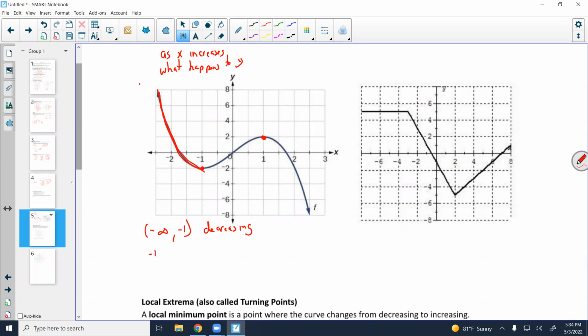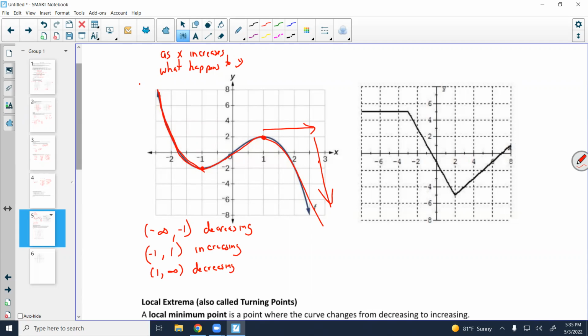Now I'm here at this -1. And as x increases, what's happening to y? And it's ending at 1. Well, as x increases, y is increasing as well. And then starting here at 1 and going all the way to infinity, as x is moving this way, y is moving that way. So again, we have decreasing. So you're essentially looking at what y is doing when x increases.